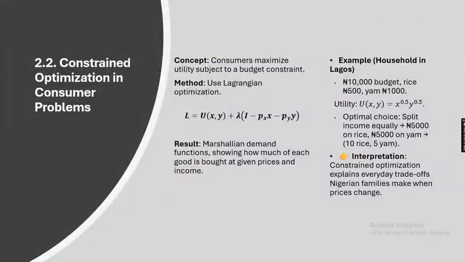L equals U of X and Y plus lambda times income minus P sub X times X minus P sub Y times Y. The result is the Marshallian demand function, showing how much of each good is bought at given prices and income. With 10,000 naira income, rice at 500 naira and yam at 1,000 naira, utility is U equals X to the power of 0.5 times Y to the power of 0.5.